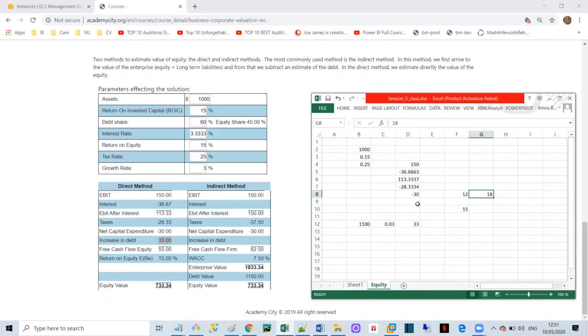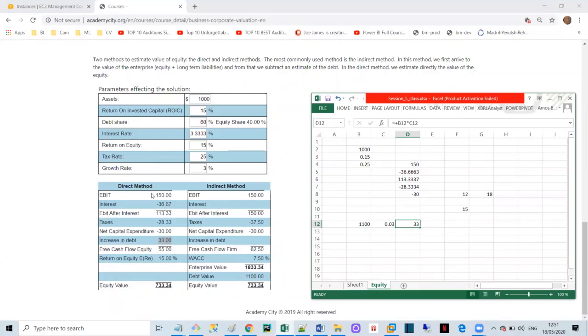But for the debt holders to keep their share of 60% of the market value of the company, they must contribute 33. And it's amazing. You will see in a minute when you do the whole calculation. So let's go back to the beginning.